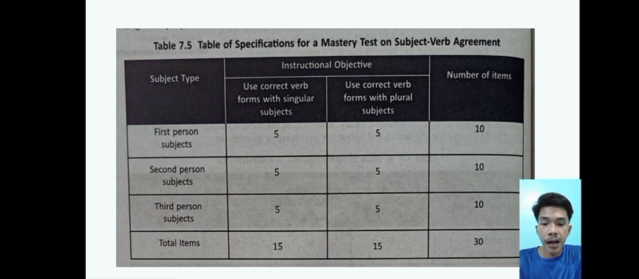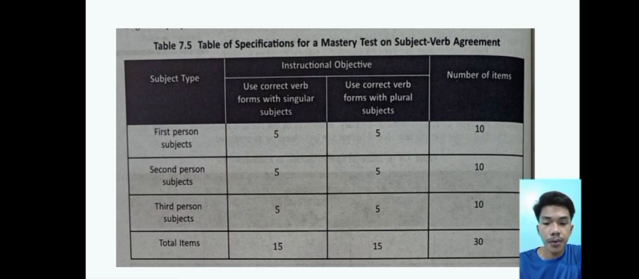It is the same for the third person subject. For singular verb form, 5 points. Then for plural verb form, another 5 points. A total of 10 points.